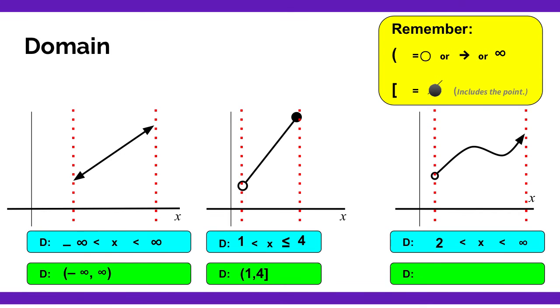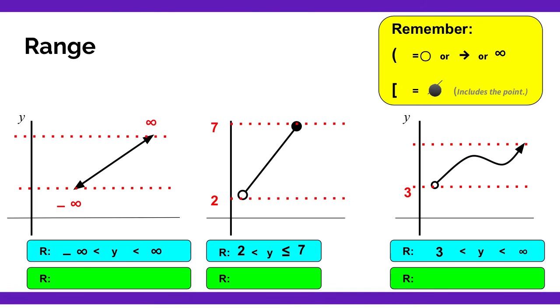For the second example, the 1 had an open dot. When we did the inequalities, we used a less than. Now, when we're doing the interval notation, we're going to do a parentheses. And then the 4 had a closed dot. So when we did the inequality notation, we did a less than or equal to, and this time we're going to do a bracket. And then finally, for the third one, we have an open dot, which means we're going to do a parentheses. And then for infinity, we do a parentheses as well.